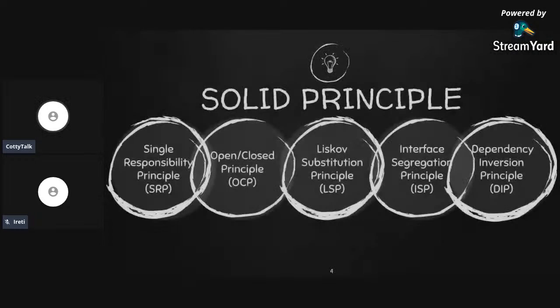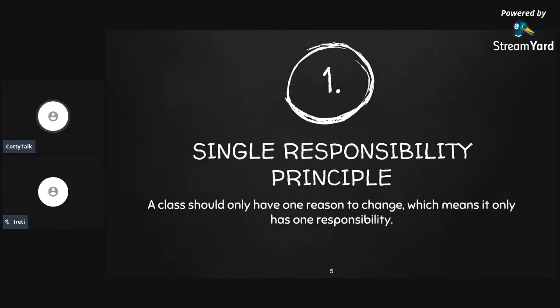SOLID is actually a collection of principles. It contains these 5 principles: the single responsibility principle, the open/closed principle, the Liskov substitution principle, the interface segregation principle, and the dependency inversion principle. So we're going to start with the single responsibility principle.